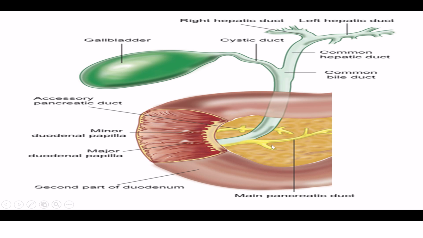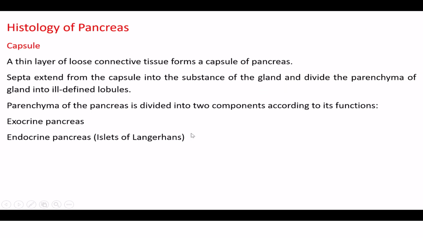Common bile duct joins with the main pancreatic duct to form the ampulla of Vater, which is guarded by the sphincter of Oddi and opens at the major duodenal papilla. Here you can see the accessory pancreatic duct or duct of Santorini, which opens at the minor duodenal papilla.